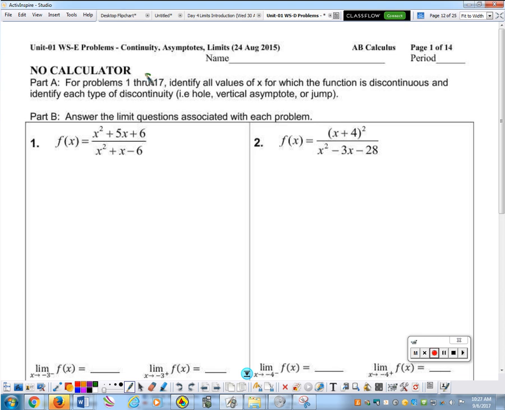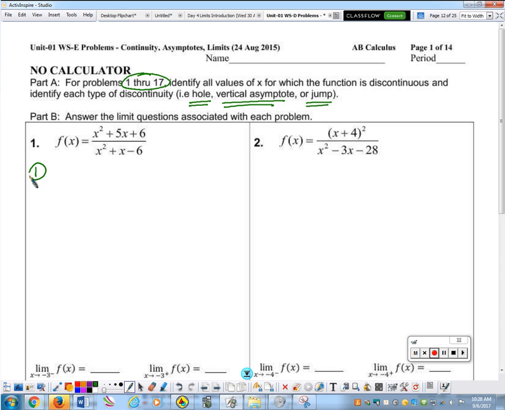For 1 through 17, you're supposed to figure out whether the function they give you has a hole, vertical asymptote, or a jump. What is a jump? I'll explain. So you're looking for a hole, vertical asymptote, or jump. Here are the things to memorize. I'm just going to write them here. You write them down in your notes. I wouldn't write them on the pink packet.